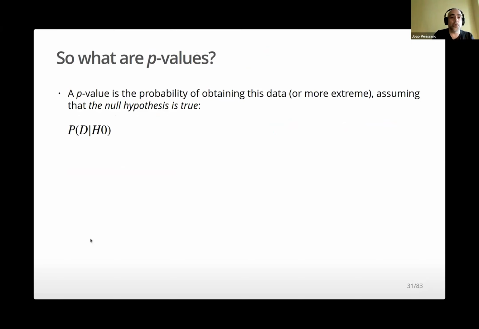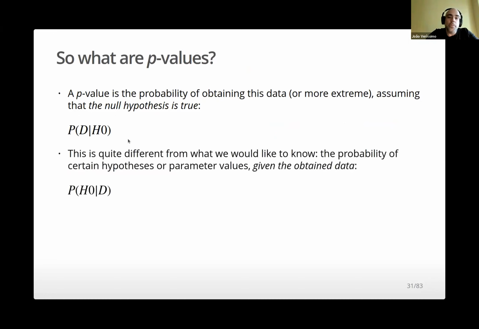So the p-value is really the probability of obtaining this data, or more extreme, assuming that the null hypothesis is true. The conditional probability formalism would say: the probability of the data given the null hypothesis. And what we might actually want to know is the probability of certain hypotheses or parameter values given the obtained data. So we actually want it to be the other way around. We want the probability of the hypothesis. How likely is it that the hypothesis is true or not, given that I have seen this data? Mathematically, these are two completely different things, and frequentist statistics can only go so far.